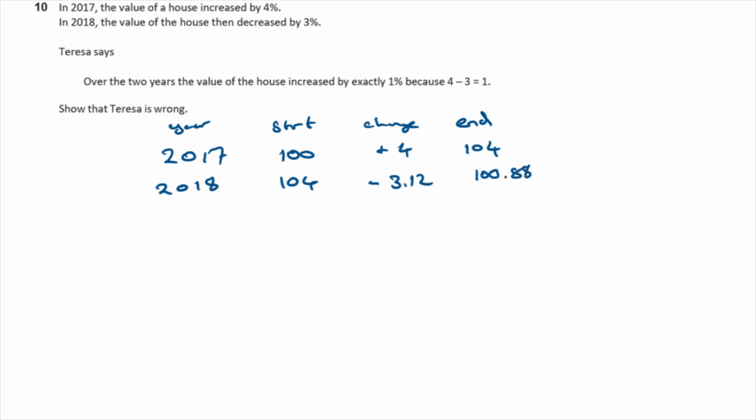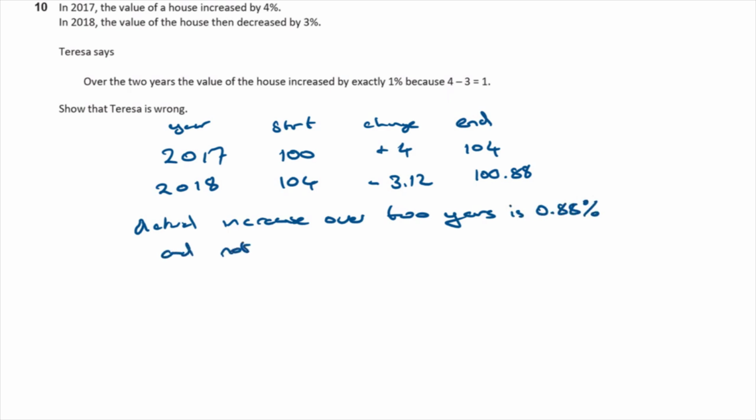Okay, which is not £101. So if I went from 100 to £100.88, that would be an increase of 0.88% there, wouldn't it? So it wouldn't be 1%, it would be slightly less. So the actual increase over 2 years is 0.88% and not 1%. Okay, just not quite the same thing.